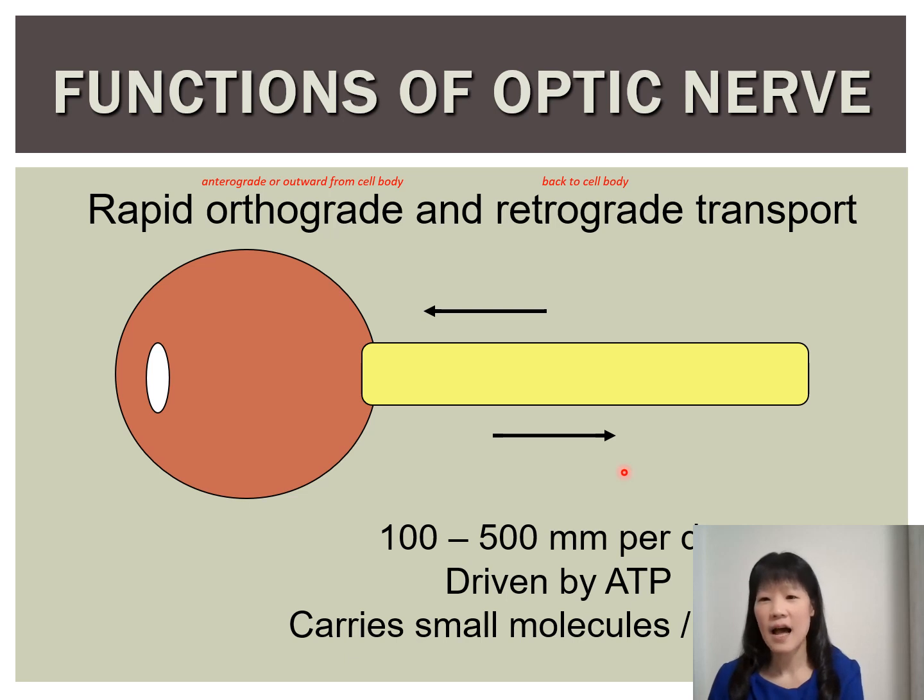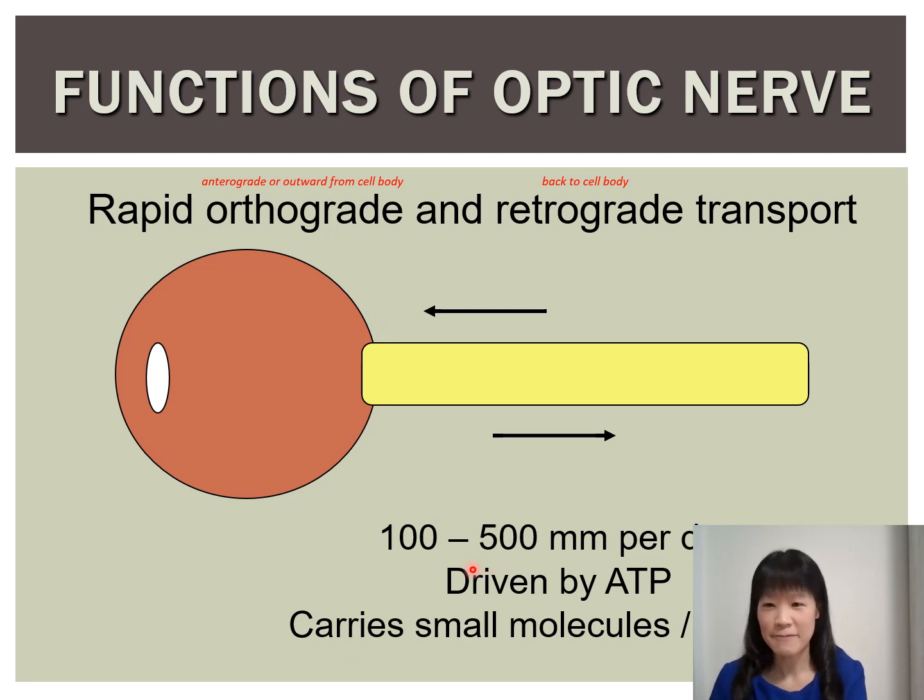The optic nerve is like a highway. So the main highway out of Boston is Route 93. Route 93 has a fast lane and a slow lane, the HOV fast lane in the rush hour, and then the slow lane for regular normal people. So similarly, the optic nerve is like a highway. It has rapid orthograde transport away from the cell body, and retrograde transport back to the cell body. There's a fast lane and a slow lane.